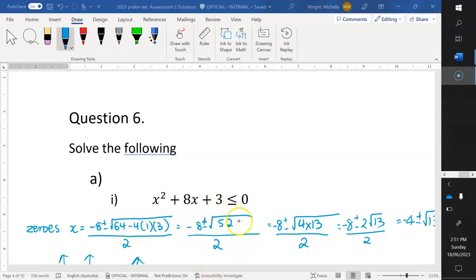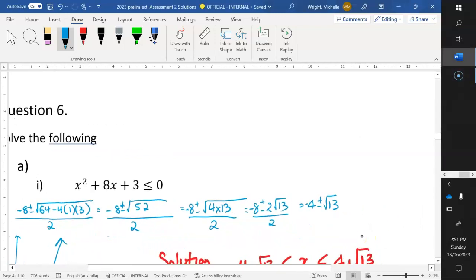I ended up with this part here. I am not happy with that as an answer. You know how to work with surds, so you need to simplify the root 52. Now, be really careful. Root 52 is 4 times 13, which becomes 2 root 13. So I ended up with minus 8 plus or minus 2 root 13 over 2.